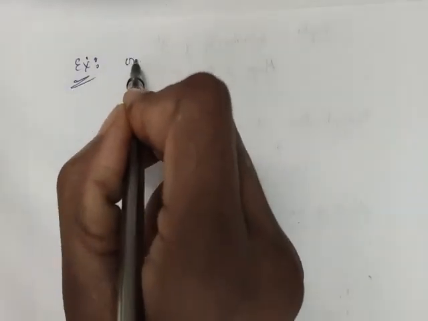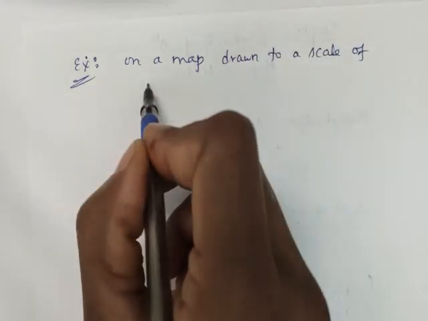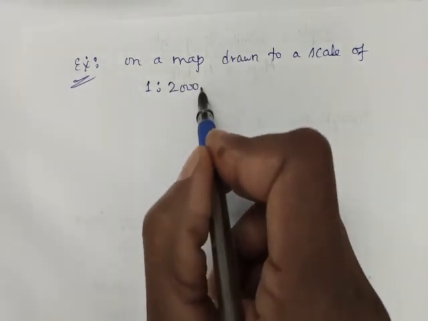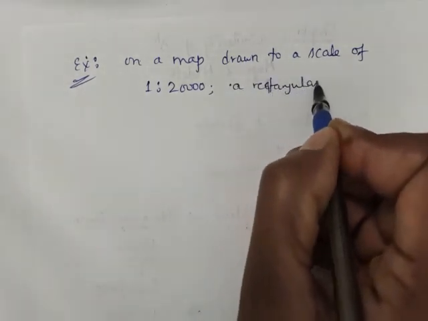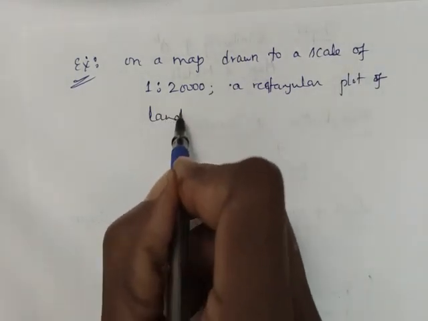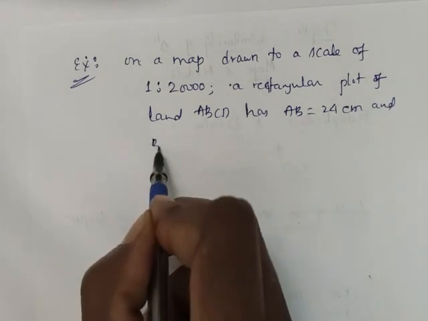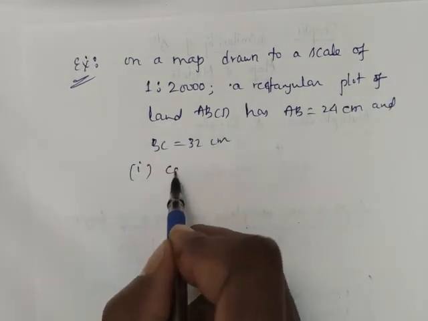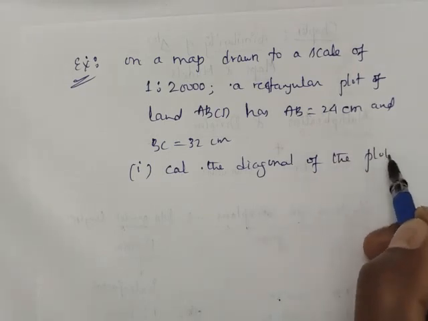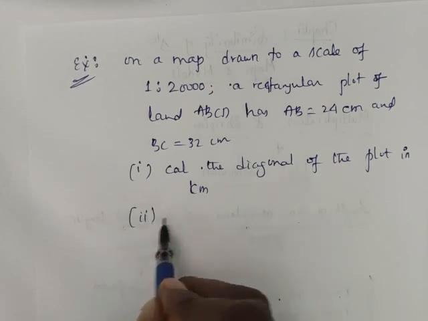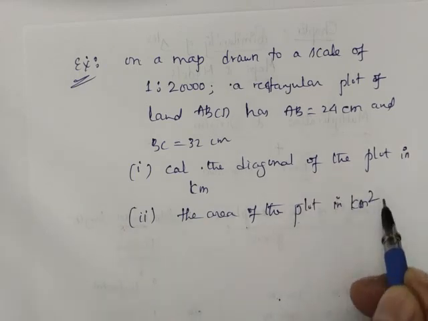Example problem. On a map drawn to a scale of 1:20,000, a rectangular plot of land ABCD has AB equal to 24 centimeter and BC equal to 32 centimeter. First question, calculate the diagonal of the plot in kilometer. The second question, the area of the plot in kilometer square. There are two questions on a map.